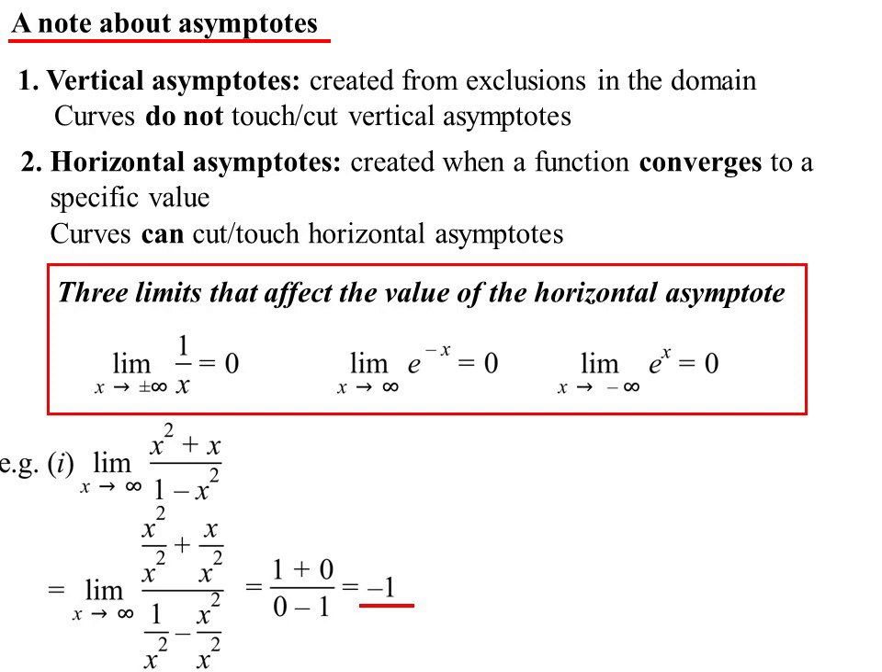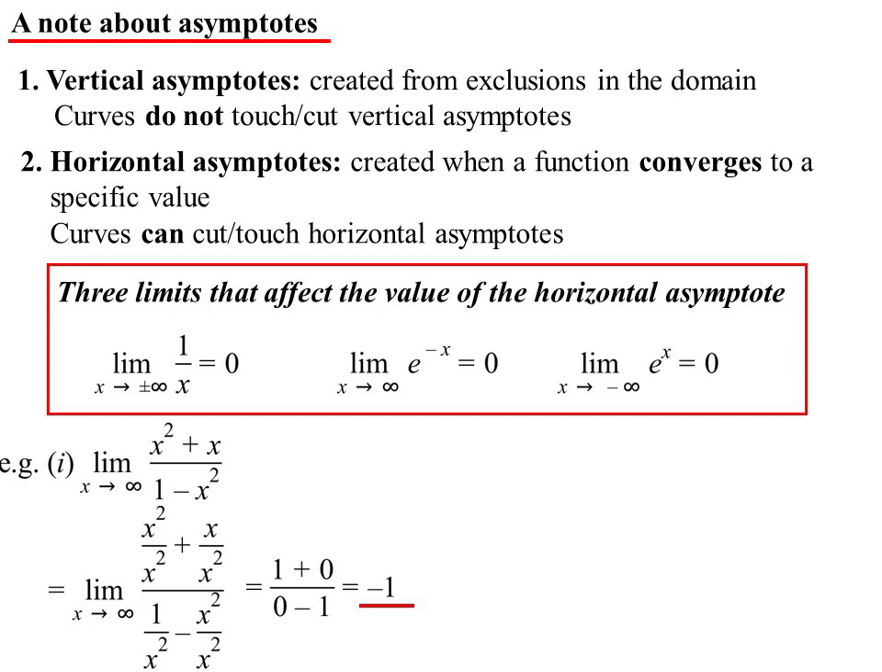I say that's the traditional way. The quick way of doing it is, what we always end up with is just the coefficients of that highest power. So on the top, x squared, and on the bottom, minus x squared. X squared is the highest power in this thing. So I just look at those coefficients.